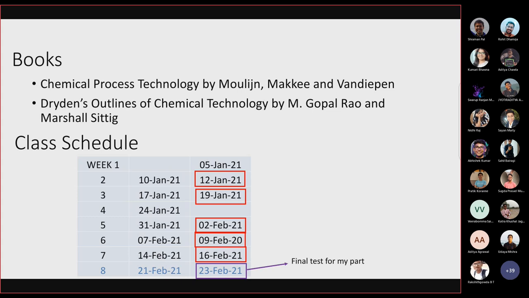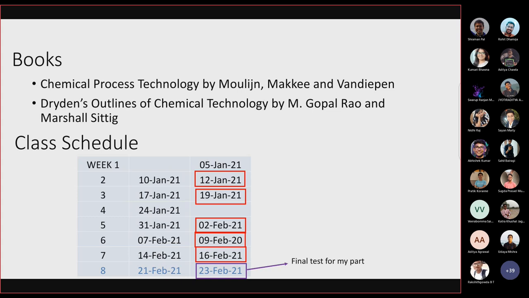Then this is the class schedule for the next 8 weeks. I'll be teaching my portion up to 23rd February. I will conduct 2 tests and I will also be giving 1 assignment. So 2 tests and 1 assignment, total counting 50 marks. Initially I thought of conducting small class tests every week, but considering the current situation, either personal or network issues, I thought it may not be a good idea to conduct small class tests at regular intervals.